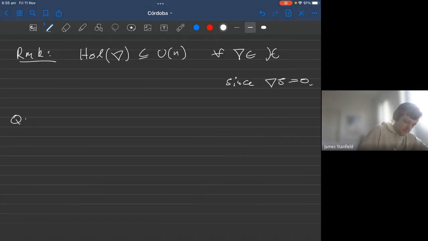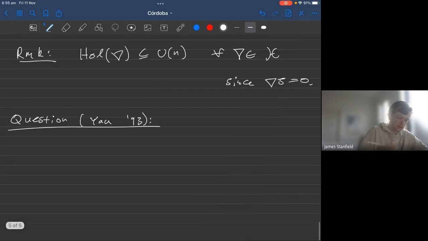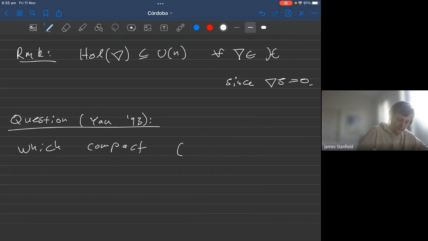So this leads to a question by Yau in '93. I guess the question is, which compact Hermitian manifolds admit some Hermitian connection with holonomy strictly inside U(n)? Okay, so with special holonomy.